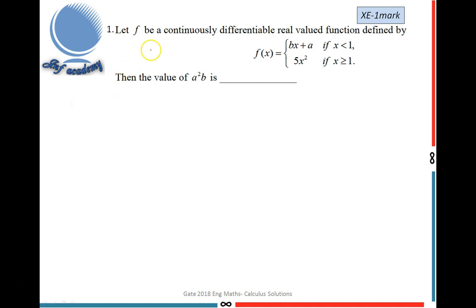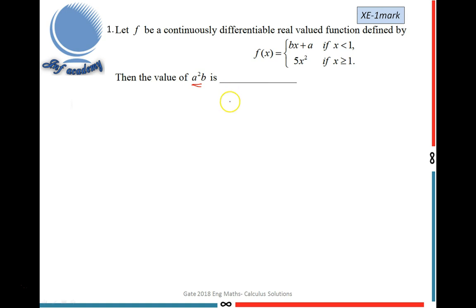Now let's move on to the problems. First problem: let f be a continuously differentiable real valued function defined by f of x equal to this one. Then the value of a square b is what? This question is from the XE department. It has 1 mark. Here the given function is piecewise, defined for x less than 1 and x greater than or equal to 1. For what values of a and b will f be continuous everywhere?